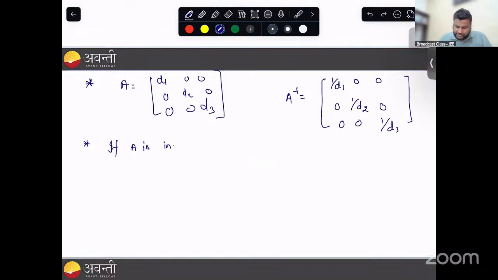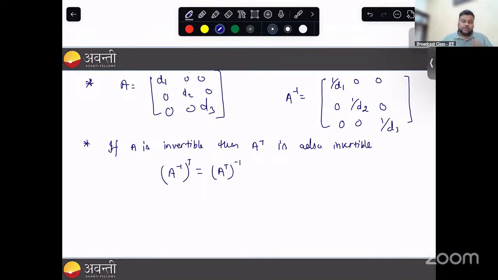Now, if A is invertible, then A transpose is also invertible. And A transpose inverse is A inverse transpose. Got it?